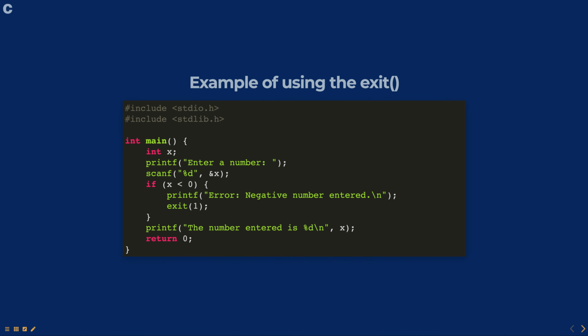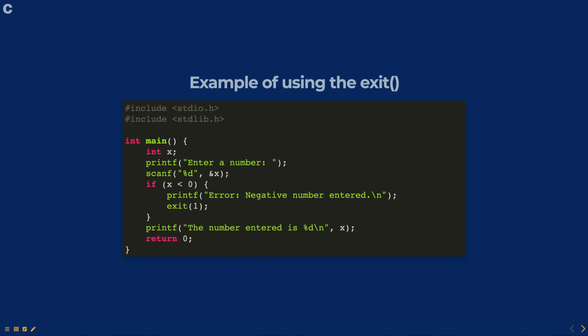In this example, the program prompts the user to enter a number. If the number is less than 0, the program prints an error message and then exits the program using the exit function. The status code passed to the exit function is 1, indicating an error. If the user enters a non-negative number, the program prints the number and exits normally with a status code of 0.